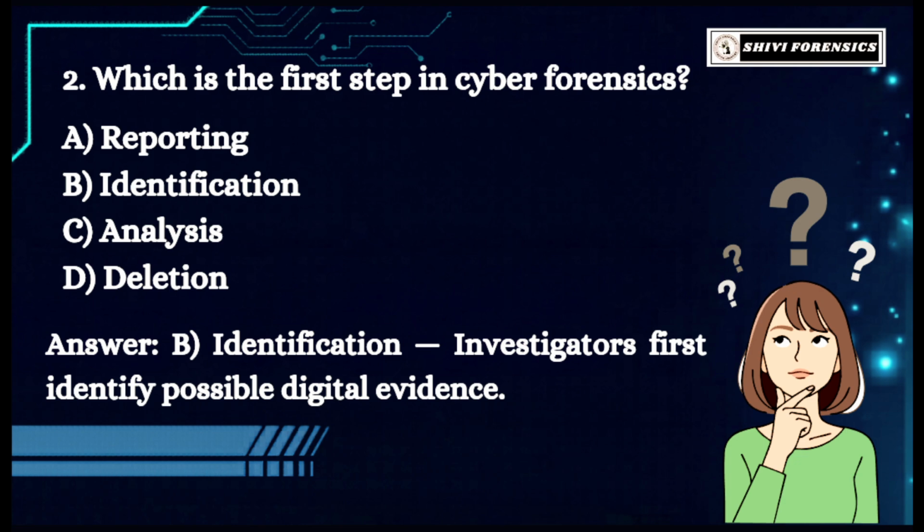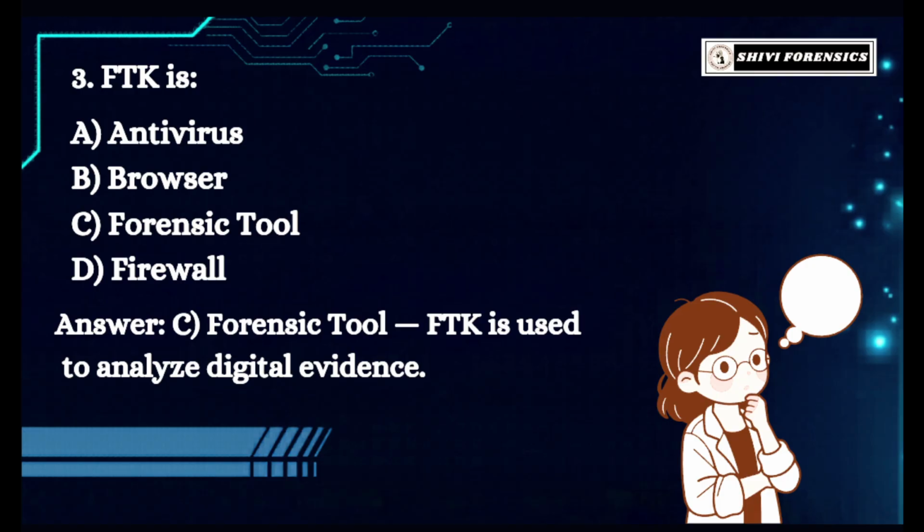Now, our second question is, which is the first step in cyber forensics? Option A, reporting, option B, identification, option C, analysis, option D, deletion. Correct answer for this question is option B, identification, because every forensic investigation begins with identifying potential sources of evidence first. Now, our third question says FTK stands for option A, antivirus, option B, browser, option C, forensic tool, option D, firewall. So the correct answer for this question is option C, forensic tool.